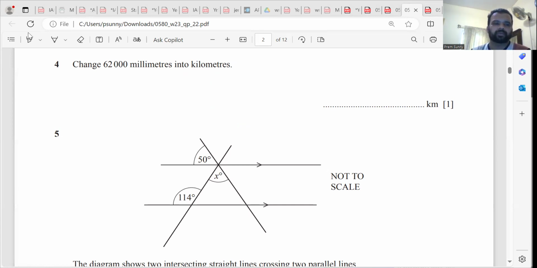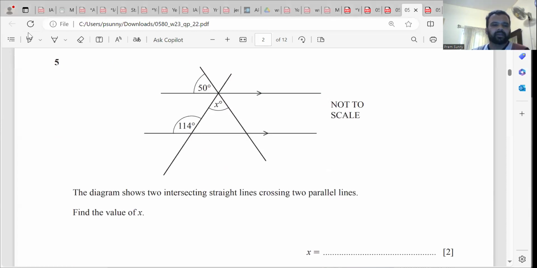Now, question number 5, we have the diagram shows two intersecting straight lines crossing two parallel lines. Find the value of x. So here, to find the value of x, we can see that we have two parallel lines. These arrows represent that the lines are parallel. If we have two parallel lines and a transversal, a line cutting both the parallel lines, we call it a transversal.